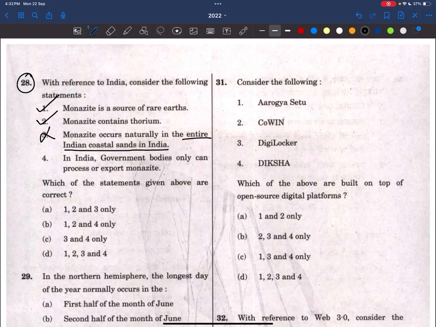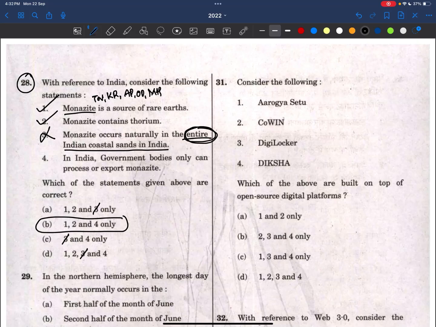No, this is false. See here, what is our coastal extent? From Gujarat to West Bengal and also Andaman and Nicobar. But this monazite is not found in the entire coastal regions of India. It is found in Tamil Nadu, Kerala especially, and later some parts of Andhra Pradesh, Odisha, and Maharashtra. Not beyond this. Now see, answer is B. Of course, you can see that "entire" is an extreme word as well. This way also you can eliminate the options.